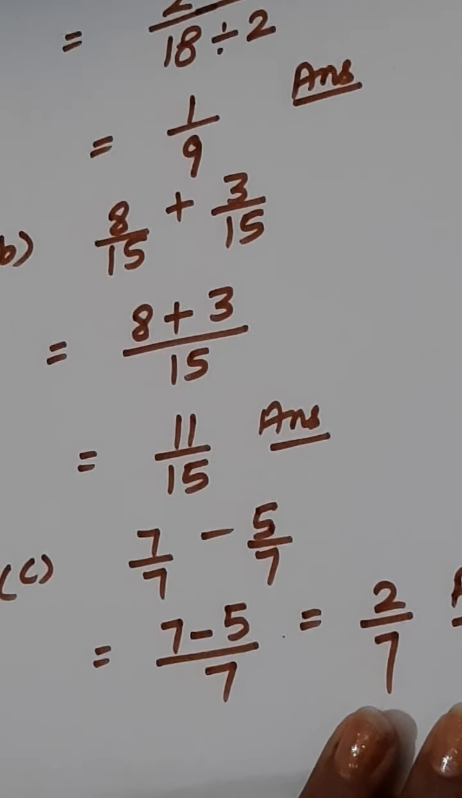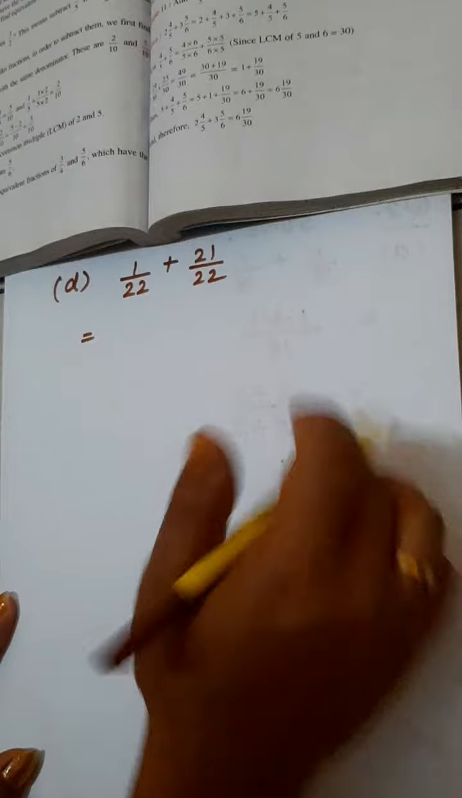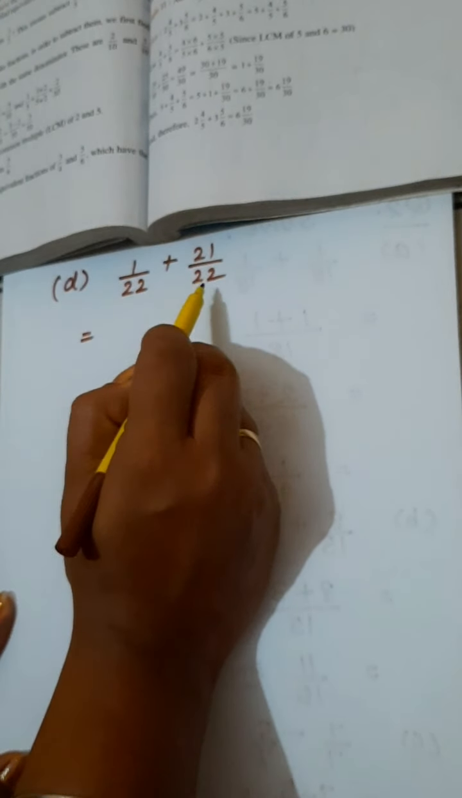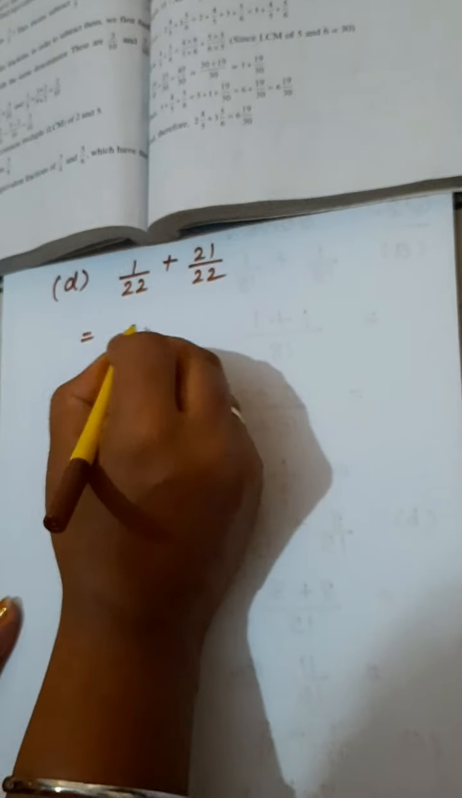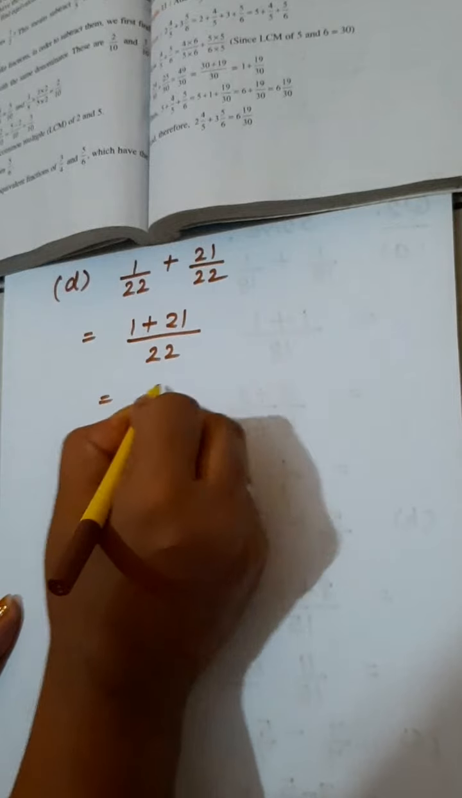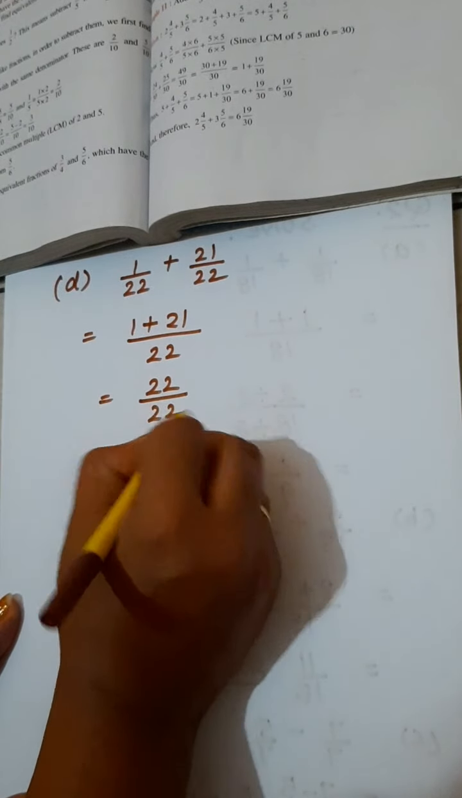So let's start our next part. Now in this we have 1 upon 22 plus 21 upon 22. Denominators are the same. If denominators are the same, add the numerators. When you add you will get 22 upon 22.